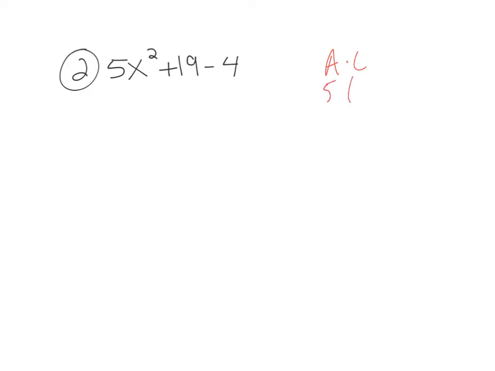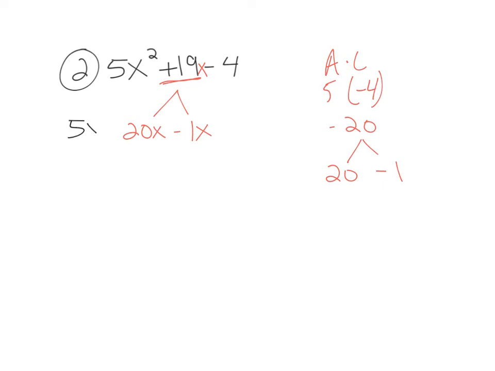So I need to take 5 times negative 4. Careful with the 4 there, it's negative. That gives me negative 20. Now once again, I need to think of two numbers that multiply to give me negative 20, but will combine to give me this middle term of positive 19x. Those two numbers are going to be 20 and negative 1. I split up my middle term to read 20x minus 1x. Just as before, once I have my middle term split up, I need to rewrite the rest of the problem. So that's 5x squared plus 20x minus 1x minus 4.